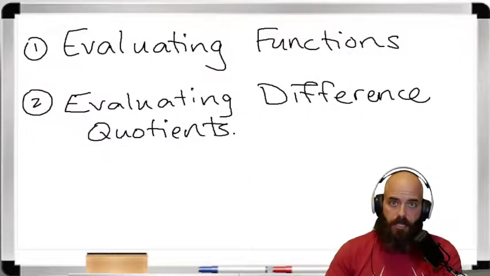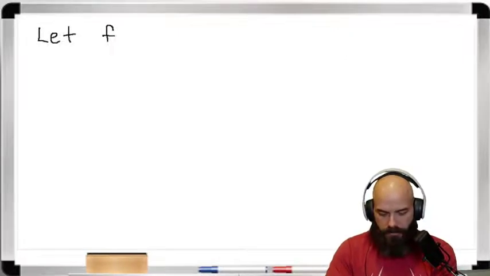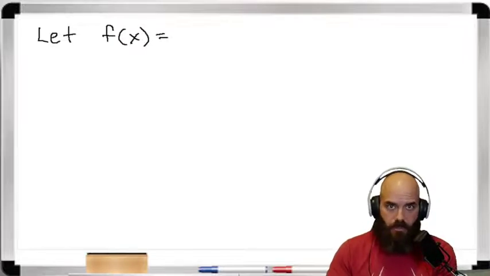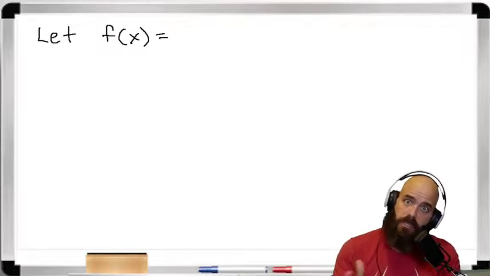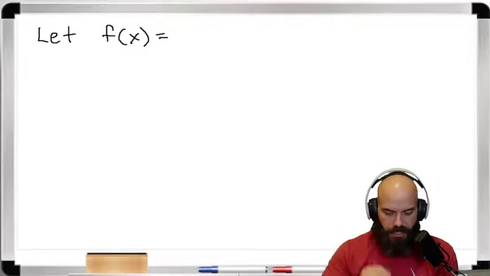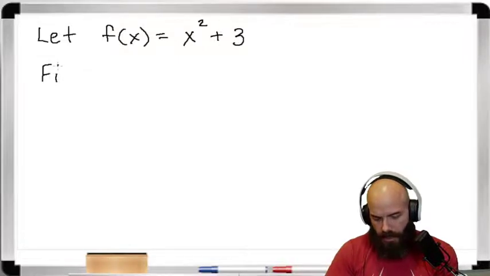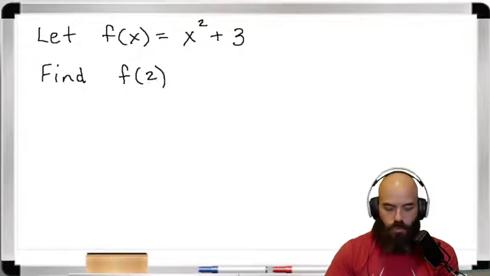Let's go ahead and create a function. All right, so let's say let f of x equal, we'll start pretty basic for now, and then we'll create a different function and use what we learned with this basic function and build upon the idea of evaluating functions. So let's let f of x equal, let's say x squared plus 3. Let's find f of 2.